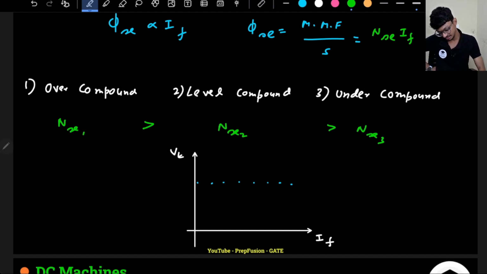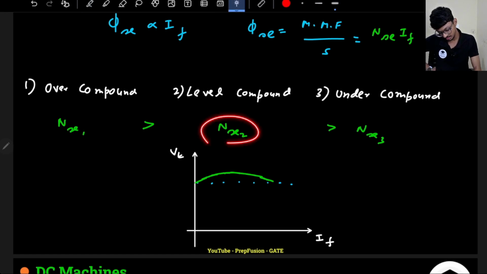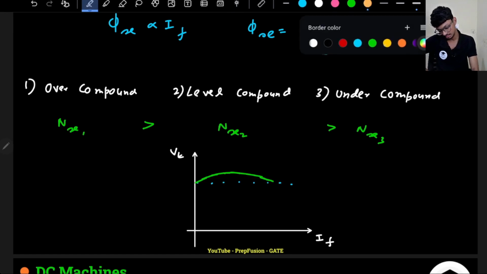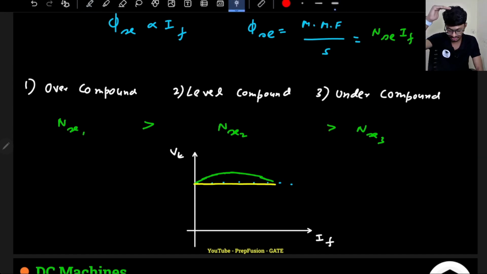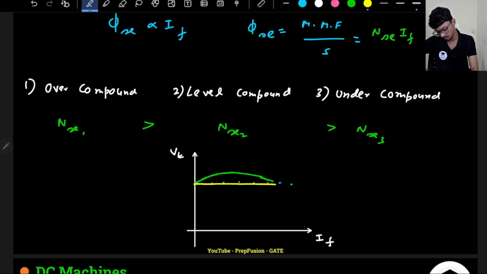Okay, so if enough flux compensation is there, then the voltage will slightly increase, right? So that is the characteristics of an over compounded machine. Okay, and if the number of turns is lower than the over compound, then the compensation is not enough, that is the change in flux is not enough to increase the generated voltage Eg very high. So the terminal voltage is level compounded, so it will be a straight line parallel to the x axis. And if the flux compensation is even lower, it will be lower.